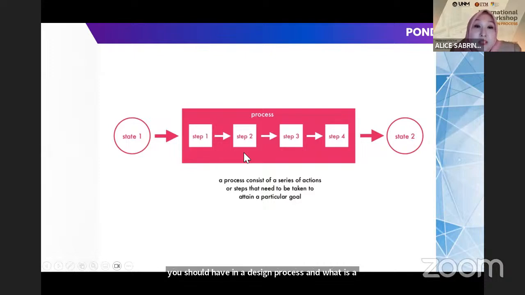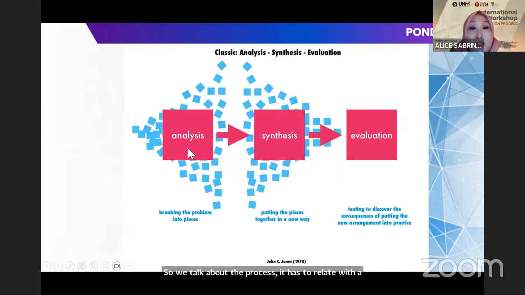When we talk about a process, it has to relate to a series of phases of actions and steps. And it has to start with analysis first. We are researchers. We've done a lot of research. But I would like to ask you, how many of our research products actually go to the market, becoming a prototype that can be sold as a product to fulfill the needs of the community and society? Not all of our research goes to the market.